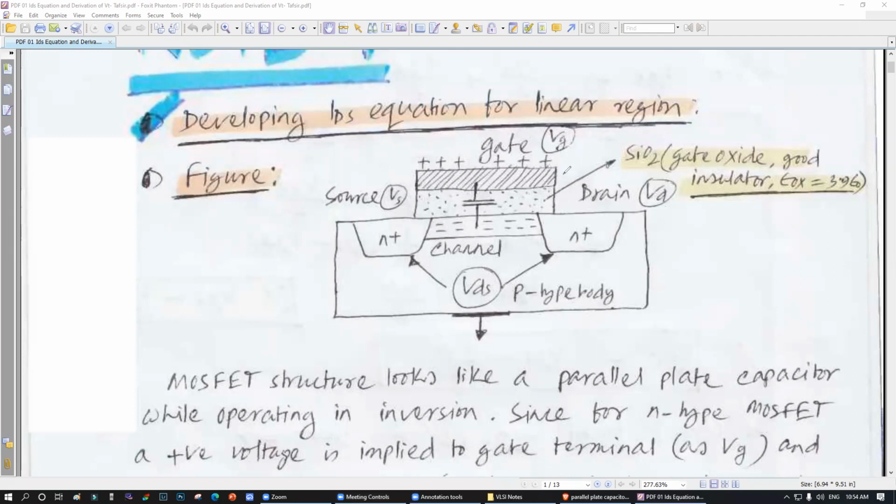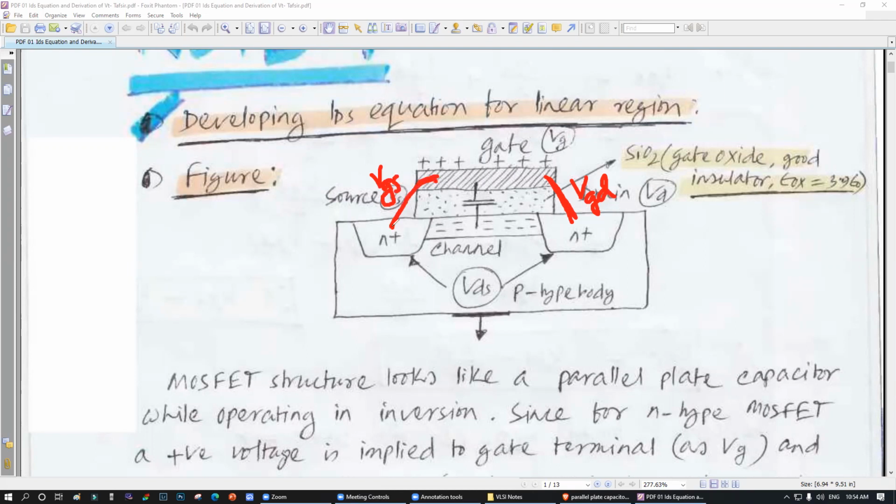Yes, sir. Average. Now look at this voltage. This voltage is called VGD. Why? Gate to drain voltage, because this pin and this pin are outside, not inside. You know this voltage. This is called VGS.